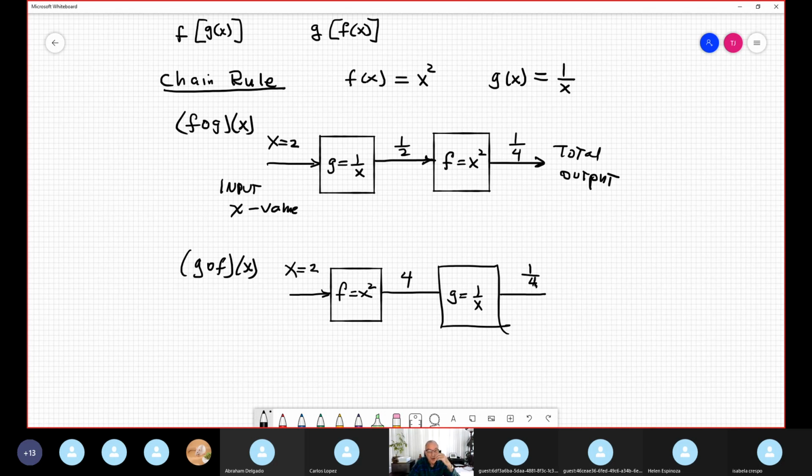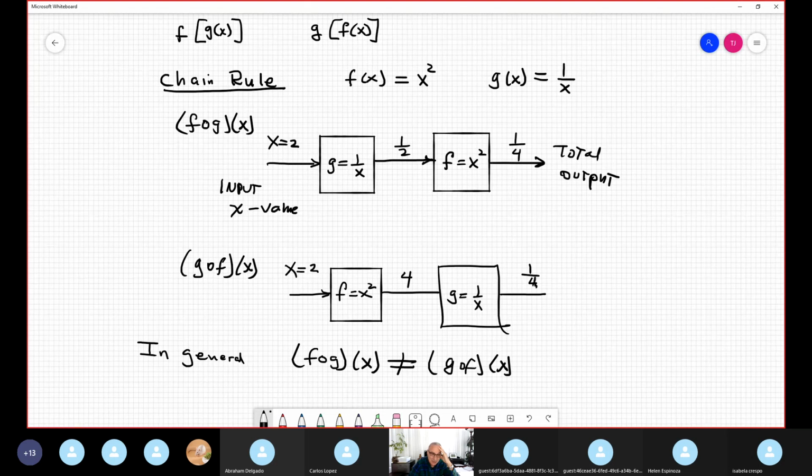Let's do it for another example. Well, in this case, a coincidence. Pero in general, no. This was a bad example. In general, no. O sea, F composition G of X is not equal to G composition F of X. This is a bad example because I selected the reciprocal function, and the reciprocal function satisfies this condition because it's symmetric. But let's do another example.